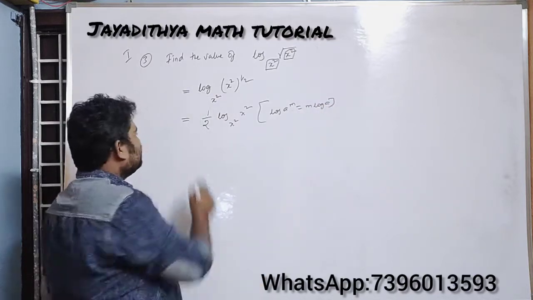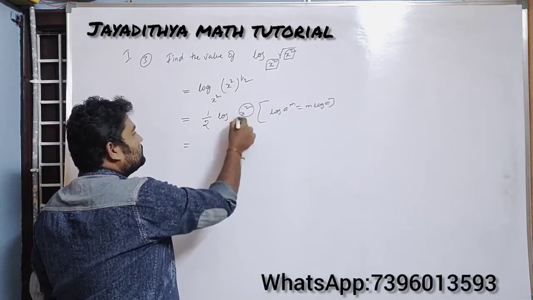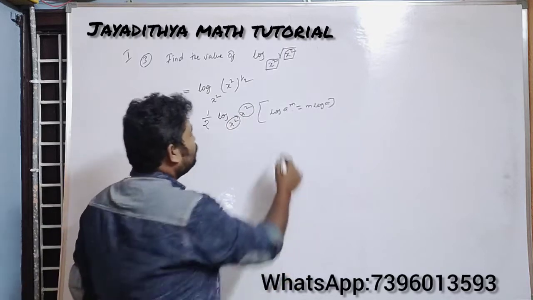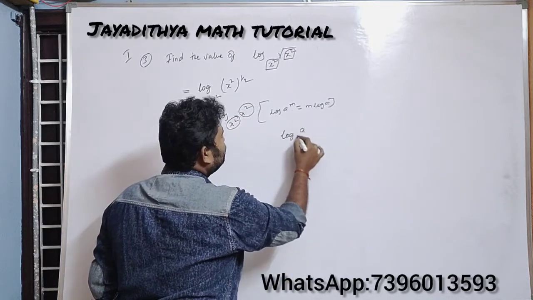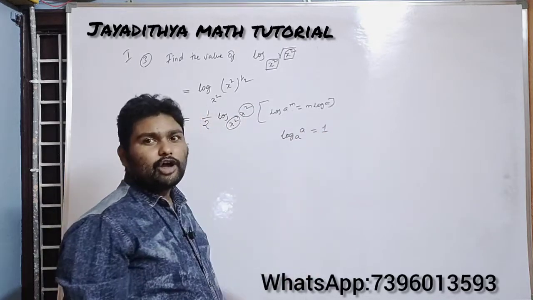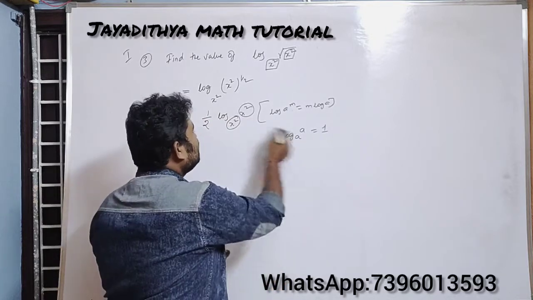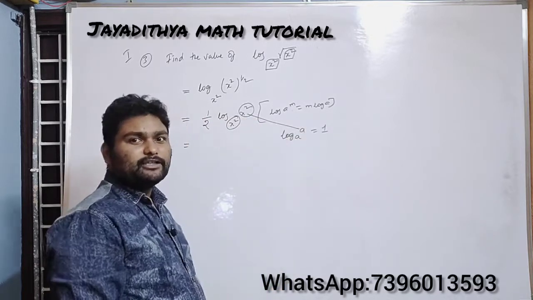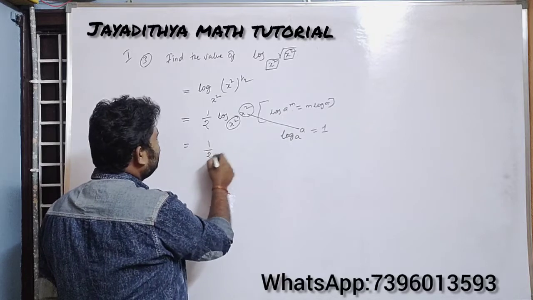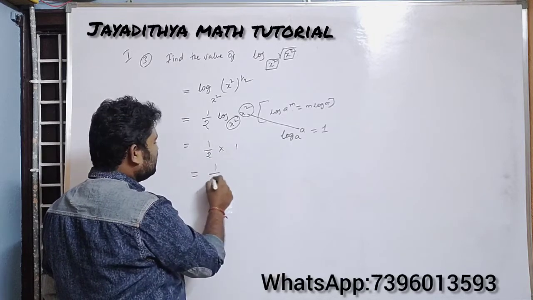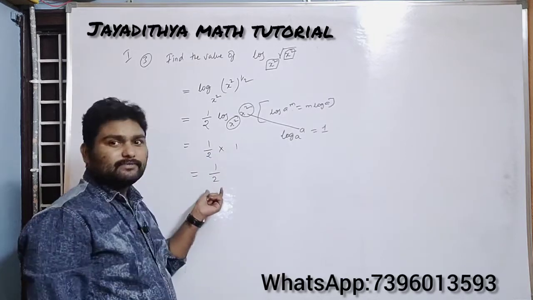And next, here you see the numbers, both are the same. You know one more formula, that log a to the base a will be equal to 1. So see here, in the place of a you have x square. Simply you can write 1 by 2 into 1, which is 1 by 2. That's all. Your answer is 1 by 2.